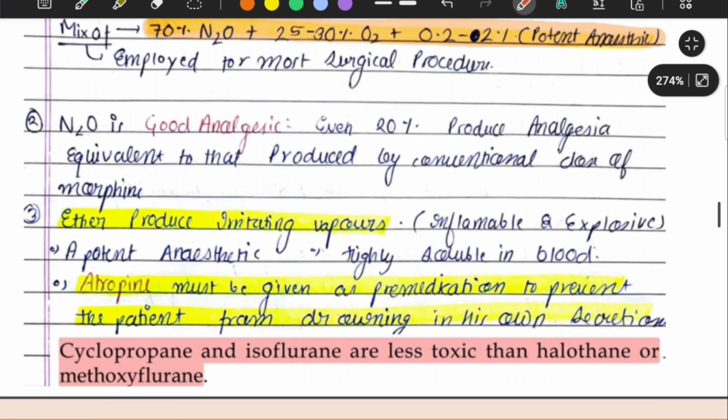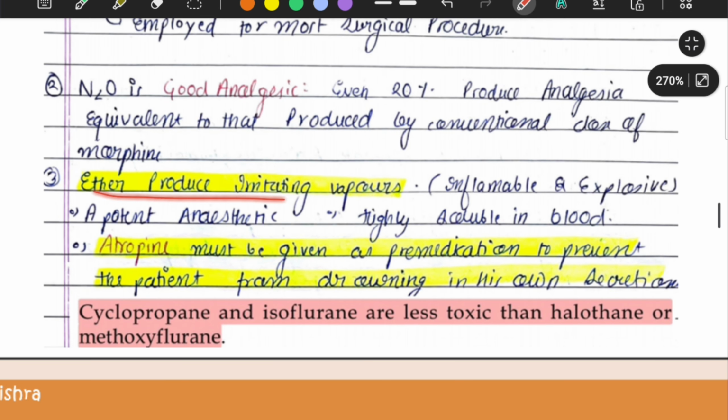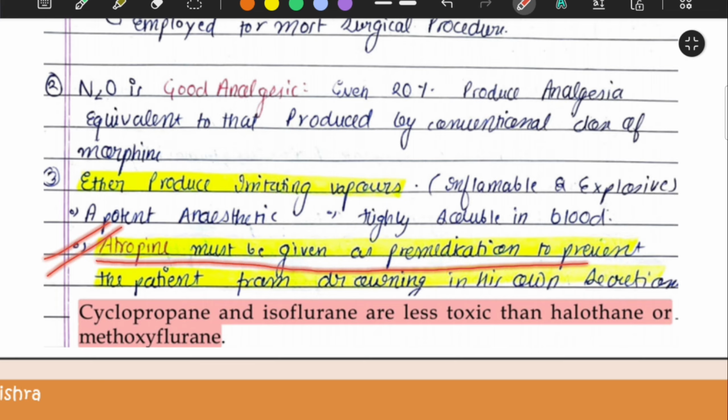Now, N2O has a good analgesic property. Even 20% of it will produce analgesia equivalent to conventional doses of morphine. So it is a good analgesic. There is also the point that ether produces irritating vapor. That's the point I was discussing, that atropine must be given as a premedication to prevent what?